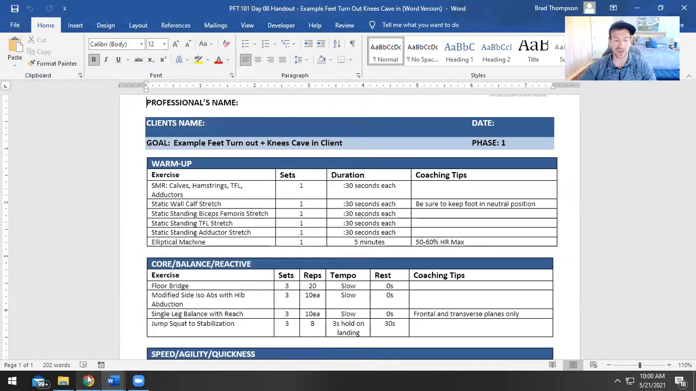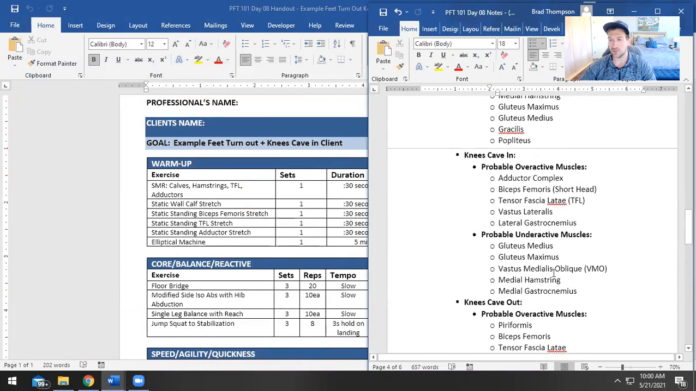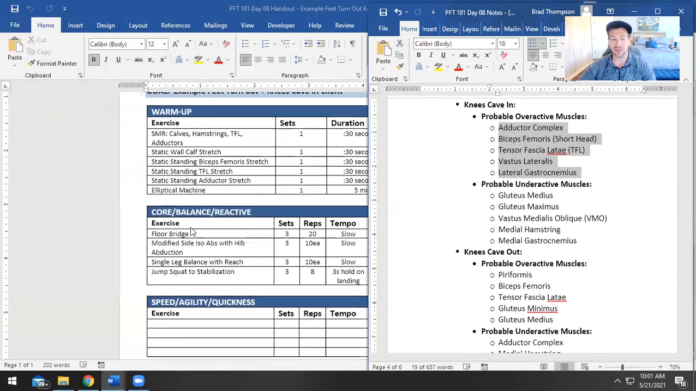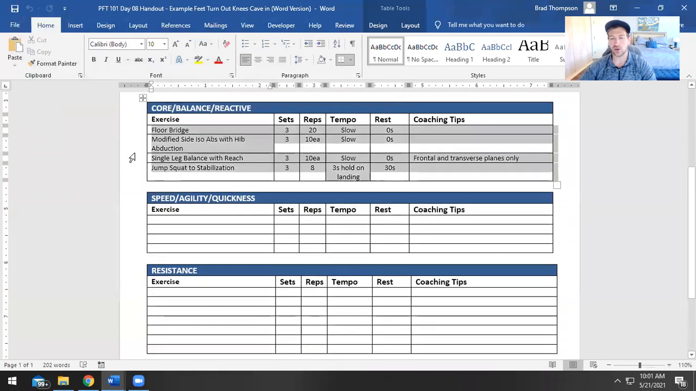We know that the tight muscles there are going to be the adductors, which are pulling too much. So guess what? This needs to go in our warm-up as a stretch. The biceps femoris needs to go into our warm-up as a stretch. The TFL needs to go into our warm-up as a stretch, right? We're basically going to try to stretch all of these overactive muscles. And then we are going to strengthen in our first little movement prep section down here. We're going to try to turn on our underactive muscles.